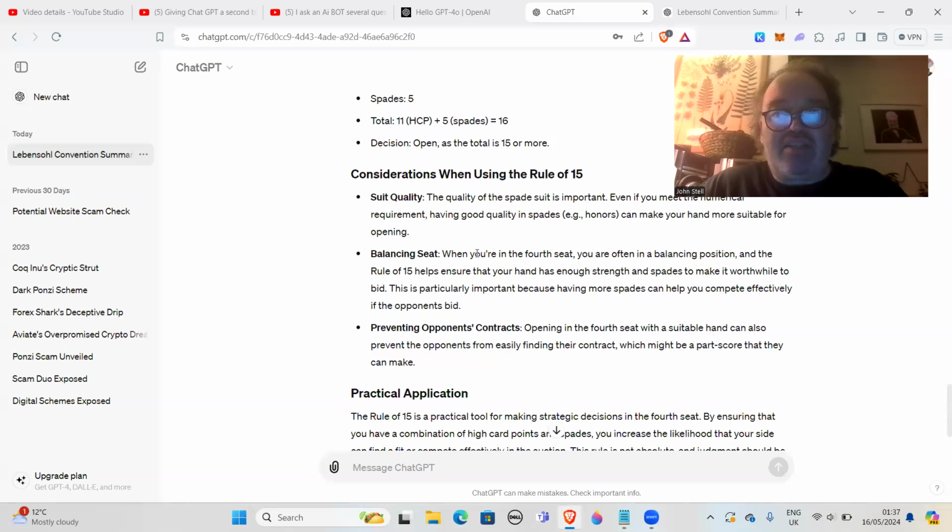Balancing seat. When you're in the fourth seat, you're often in a balancing position. The rule of 15 helps ensure that your hand has enough strength and space to make it worthwhile to bid. This is particularly important because having more spades can help you compete effectively if the opponents bid.